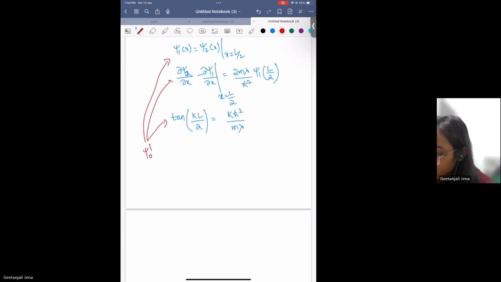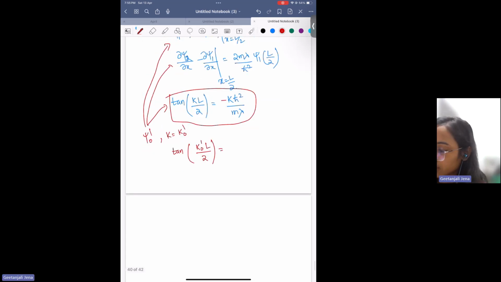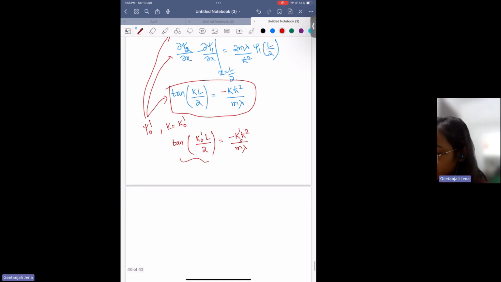If for the ground state k is k0 prime, then from this equation k0 prime should satisfy tan(k0 prime L by 2) equal to minus k0 prime ħ² by mλ. In the previous problem, question number 10, there is a minus here. This tells us k0 can never be negative, so it is telling us that the tan function is negative.